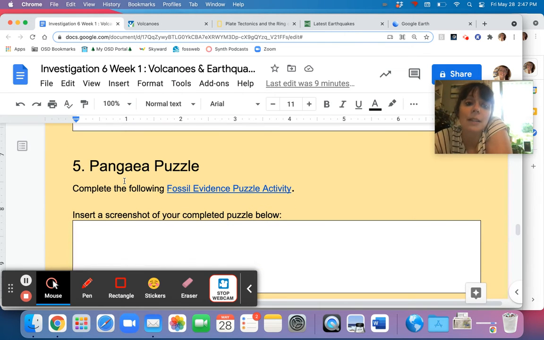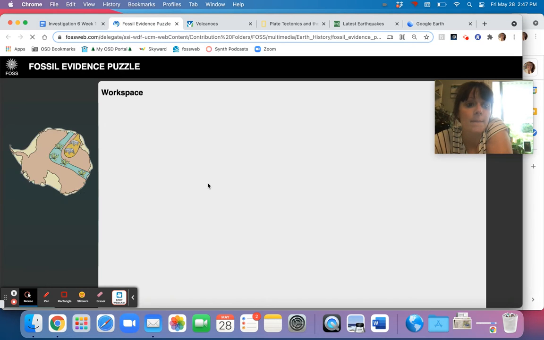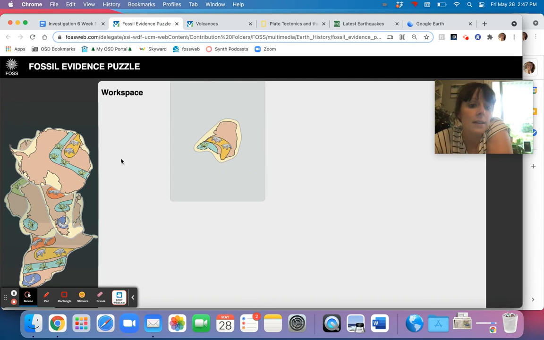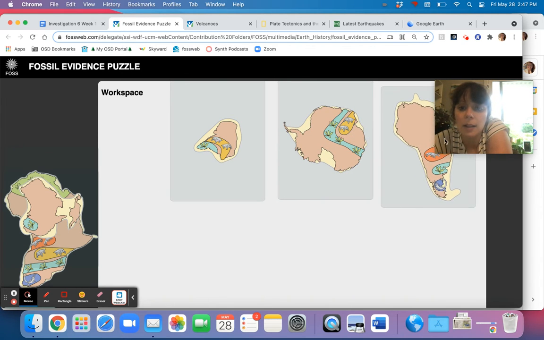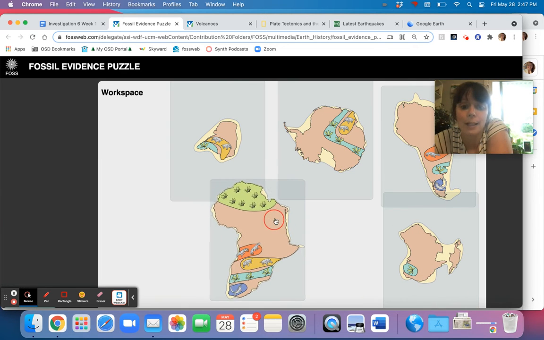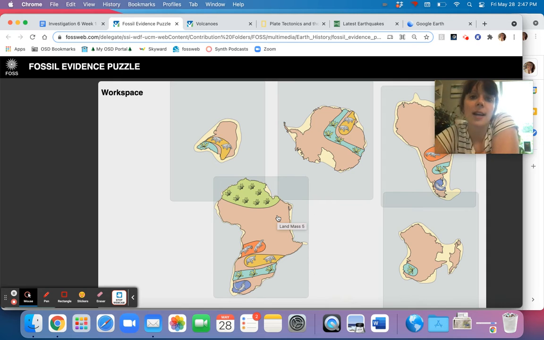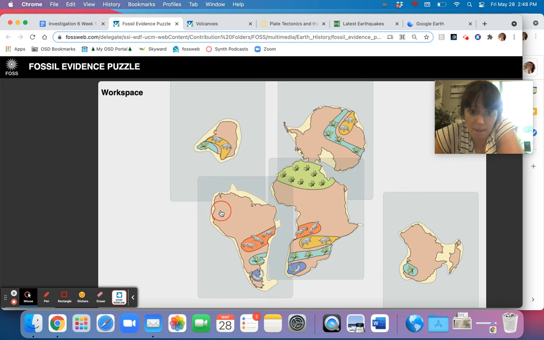Okay, Pangaea Puzzle gives you a chance to use the evidence that Wegener used to come up with his theory for Pangaea. So click on that. And you're going to look at the continents and see if you can piece them together in a similar way that he did. So if you watched the video, you know that he started really by looking at Africa and South America, because he noticed that the shape of those continents fit together like puzzle pieces. So if you're going to start putting this together, you should start with them.